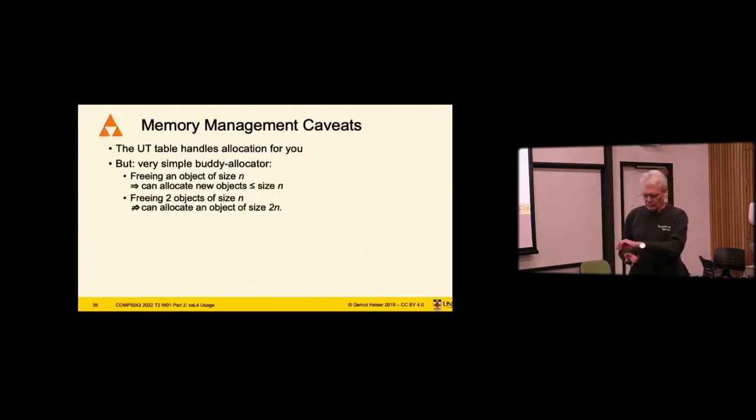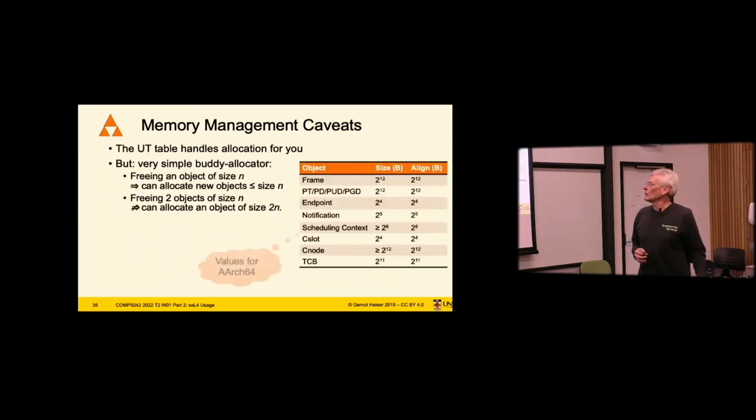And then a few warnings on memory management. The UT library is a very simple buddy allocator, and that means just because you free two objects of size n doesn't necessarily mean you can then allocate an object of size 2n, because they may not be contiguous in memory, in which case you don't get that object size. So be a bit careful about this one. You need to understand object sizes.